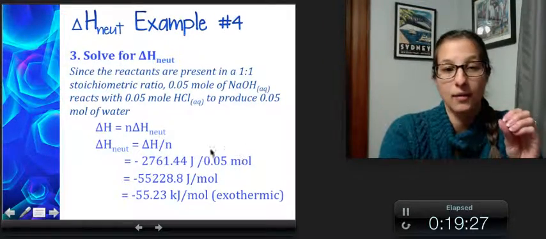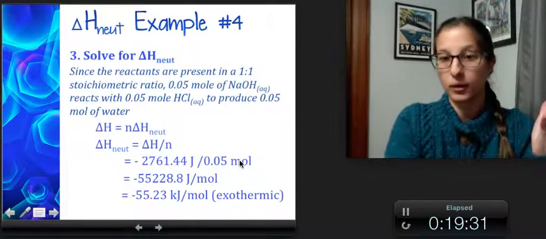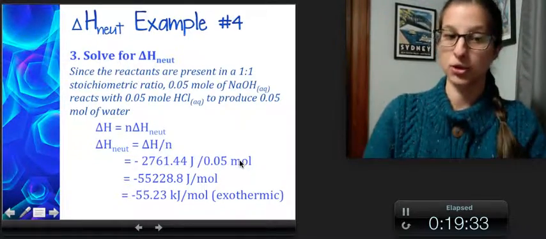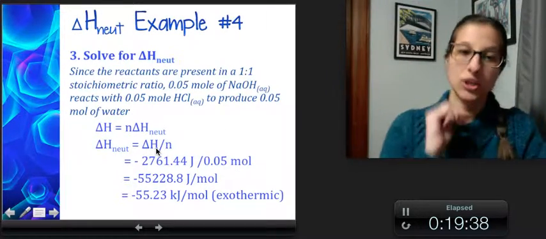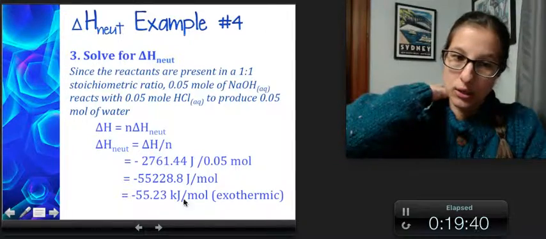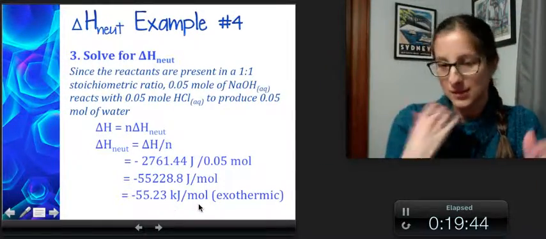which means that we have 0.05 moles of everything, because that was what we got from our concentrations. We rearranged to get delta Hx. I've changed the x to neutralization, and there you go. And I put it in kilojoules per mole at this point because that's just the norm.